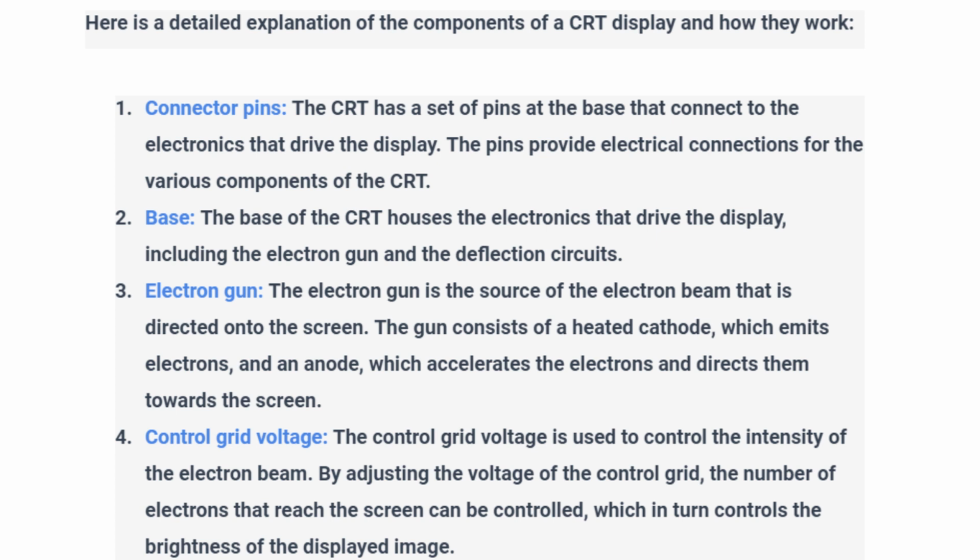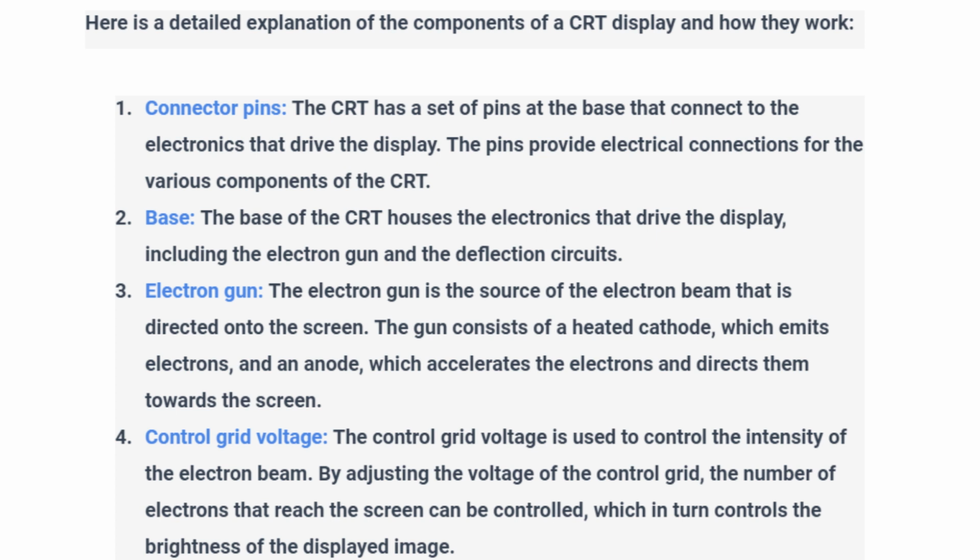Connector pins. The CRT has a set of pins at the base that connect to the electronics that drive the display. The pins provide electrical connections for the various components of the CRT. Base. The base of the CRT houses the electronics that drive the display, including the electron gun and the deflection circuits.